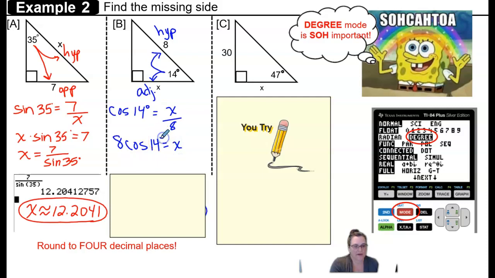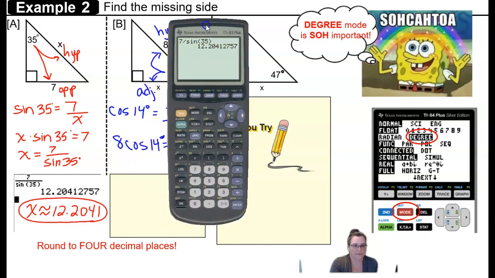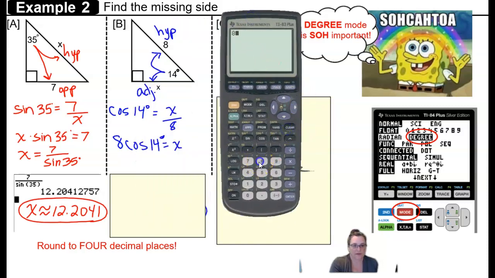And we're going to evaluate that in the calculator in degree mode. So 8 cosine of 14. Since I'm in degree mode, I don't need the degree symbol. And I press enter and round to 4 decimal places. So the length of that adjacent side is approximately 7.7624, right? I'm rounding that 3 up to a 4 because the 5th decimal place is a 6.